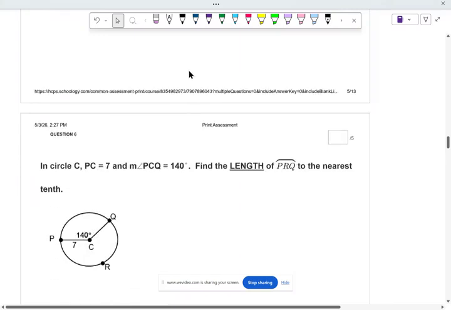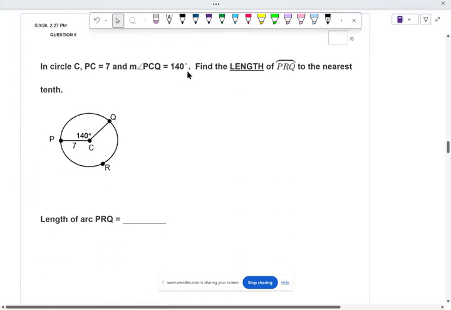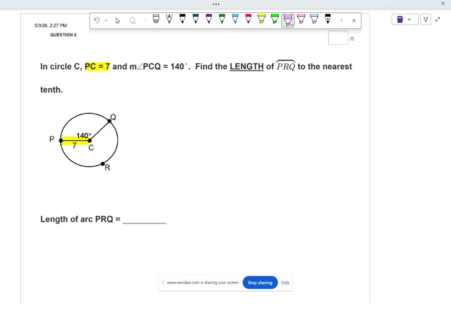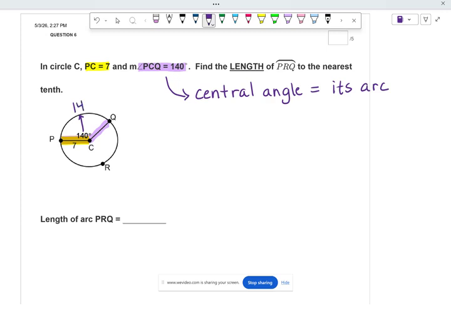All right, number 6. In circle C, PC equals 7. Okay, that gives us the radius. The measure of angle PCQ is 140. That is a central angle. A central angle is equal to its arc. Okay, therefore, this arc PQ is 140 degrees.